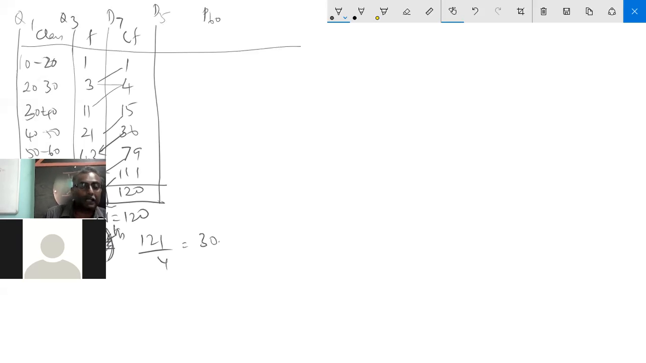Okay. Class data, that means continuous data, use n by 4. Only for raw data, that is point data, and for frequency distribution from raw data, only for those two, you have to use n plus 1. If it comes to class data, you have to use only n. So 120 by 4 is equal to 30th. Where is the 30th value coming here? Between this and this.